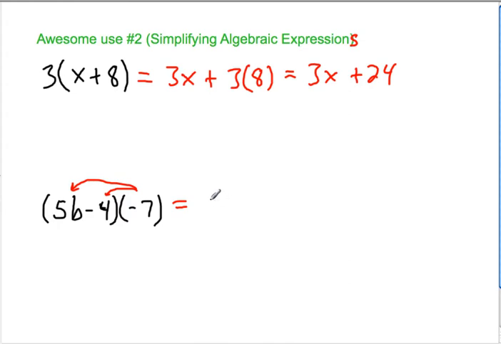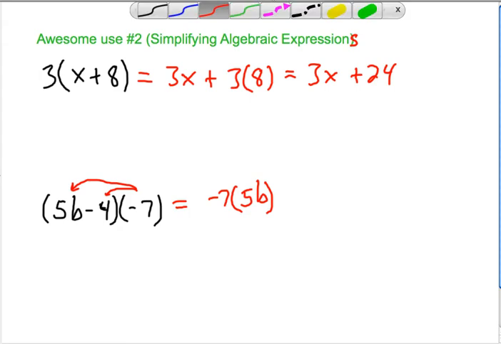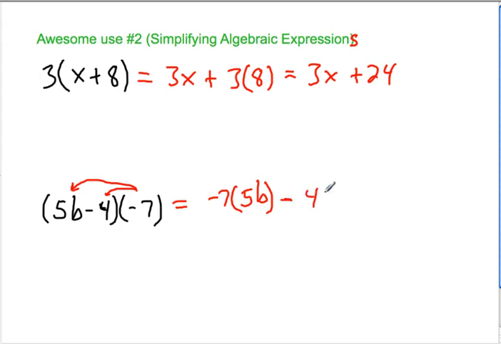So we need negative 7 times 5b, and then this negative 7 times, oops, sorry, it's a minus, so we're going to have minus 4 times negative 7. And so we're going to get negative 5 times 7 is negative 35, and there's a b there. And then negative 4 times negative 7, or the opposite of negative 28, would be plus 28, however you want to view that. So that's that one. Let's do some more examples.